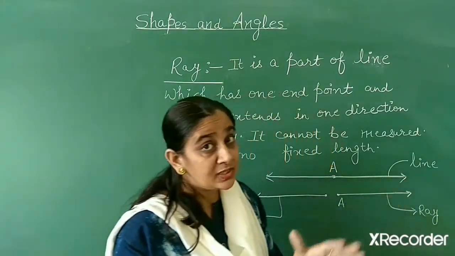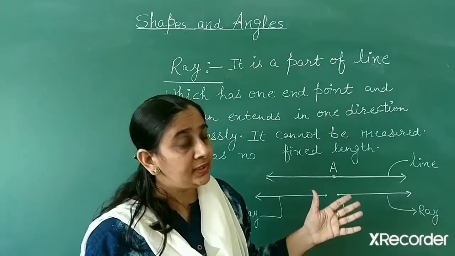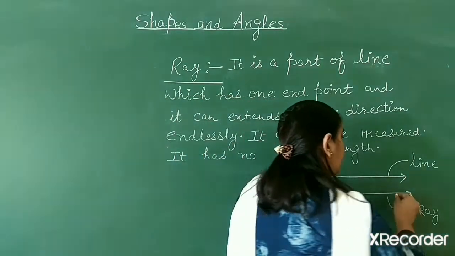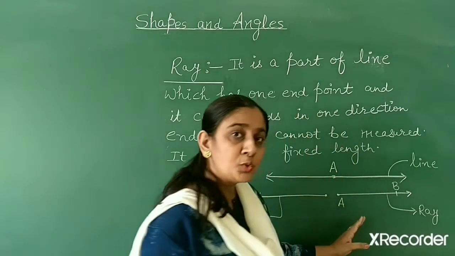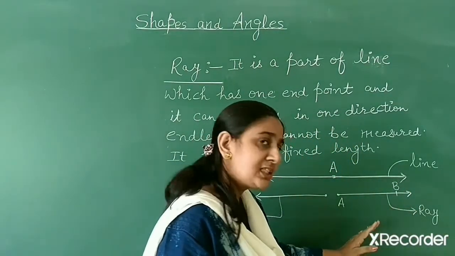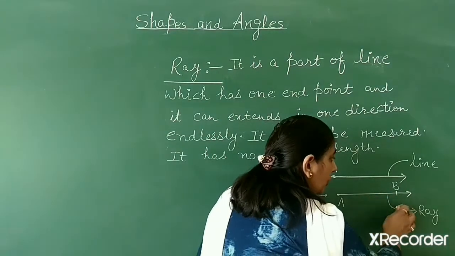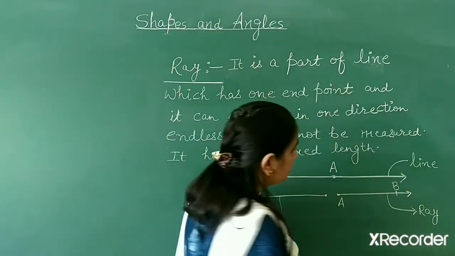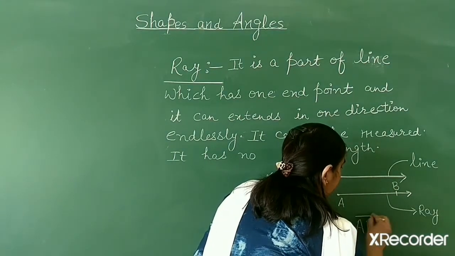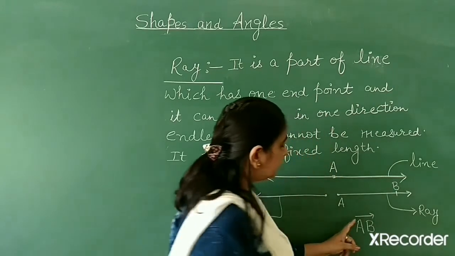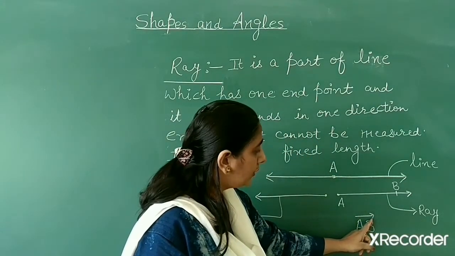Endlessly means as much as you want to extend, as much as you want to increase. Now, let us mark a point B here because we want to give a name to this ray. That's why we will put one point here. So now we want to give a name to this ray. So you will write this is the ray AB, with a single headed arrow over it.